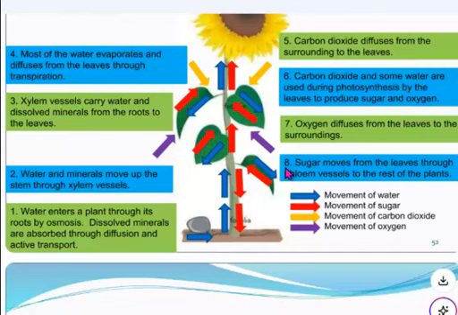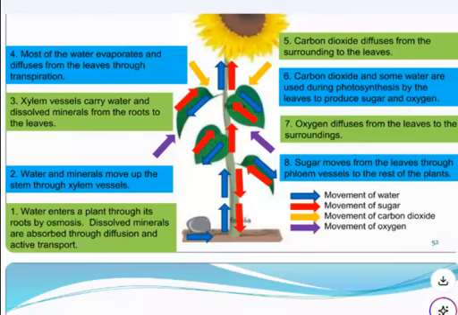And we have xylem vessel. Xylem vessels carry water and dissolved mineral from the roots to the what? To the leaves. Oxygen diffused from the leaf to the what? Surrounding. Carbon dioxide and some water are used during photosynthesis by leaves to produce sugar and oxygen.